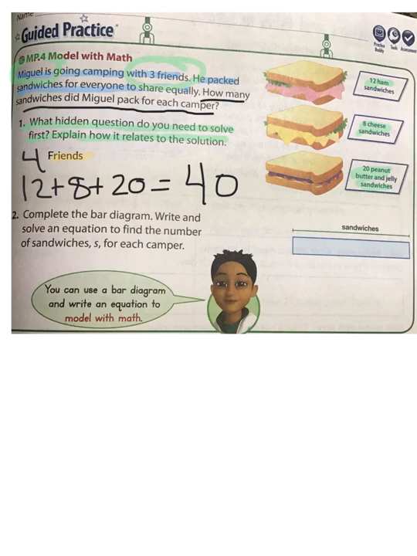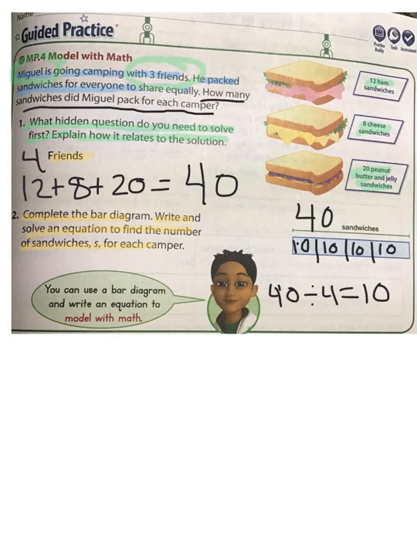So now we need to complete the bar diagram and write and solve an equation to find the number of sandwiches for each camper. Well, we have a total of 40 sandwiches. We're going to divide the bar into 4 equal groups because each group stands for one friend. And my equation is going to be 40 divided by 4 equals 10. So each camper will get 10 sandwiches.